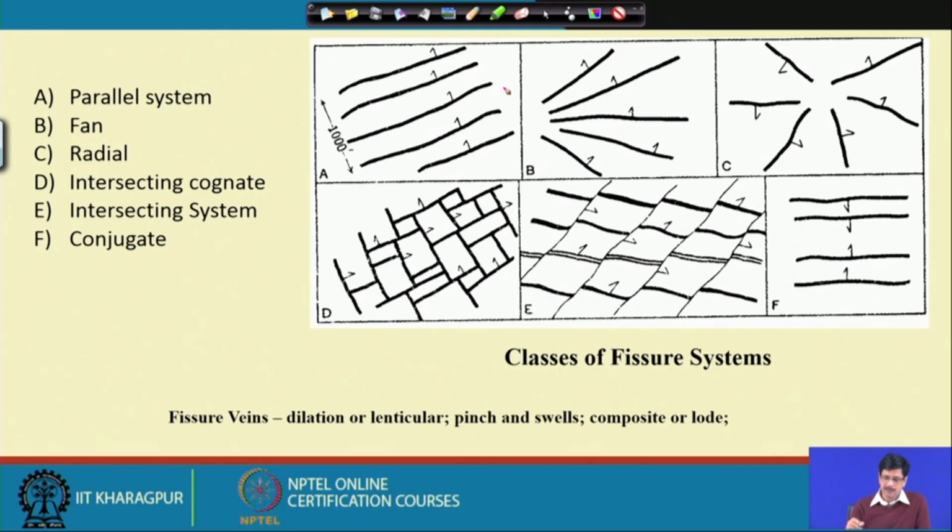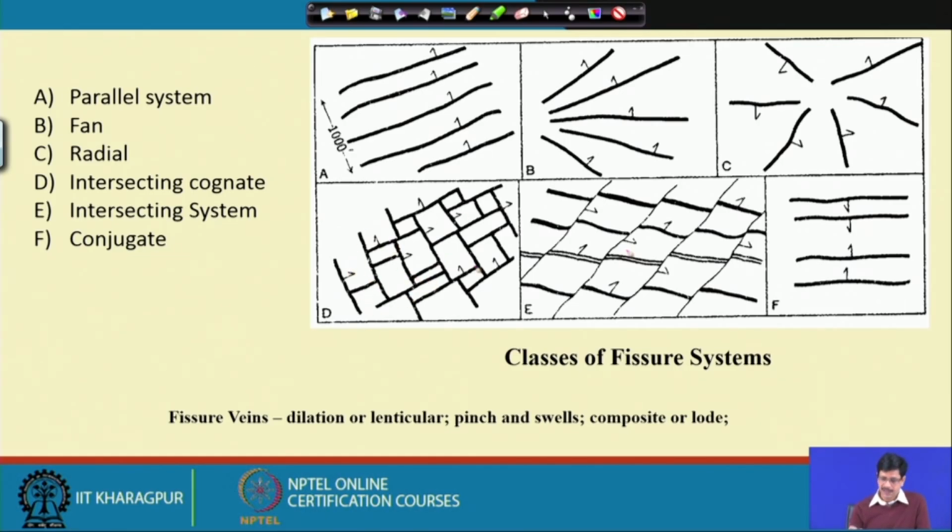It could be making a radial pattern. It could be occurring as in case of C, this is a radial pattern. In this case, it's kind of a fan. In case of the second figure, this kind of a fan. In this case, they are intersecting each other, but they are cognate in the sense that they formed at the same time.